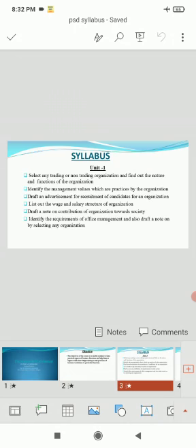Let us see the syllabus. Our syllabus contains a total of 4 units. The first unit contains mainly two aspects: the trading and the non-trading organizations. Here we can study the meaning and definition of trading and non-trading organizations, and also the nature and the functions of the organizations. Another important aspect it contains is the management values. Management values which are practiced by the organizations are to be studied in the first unit.